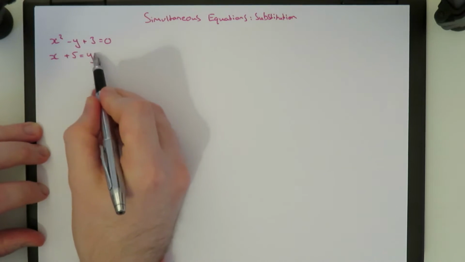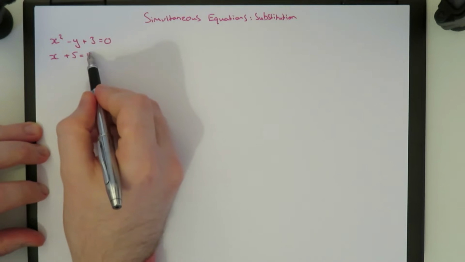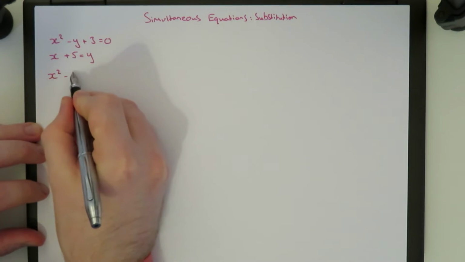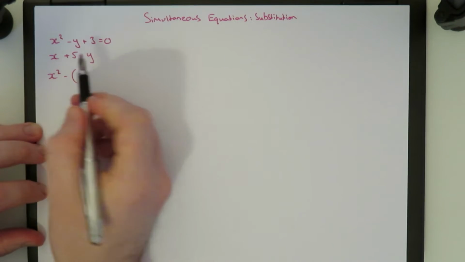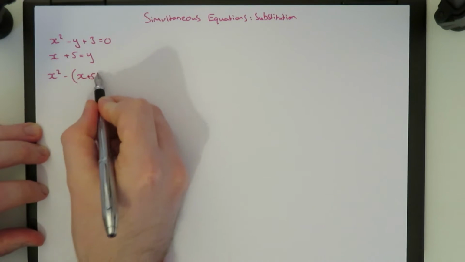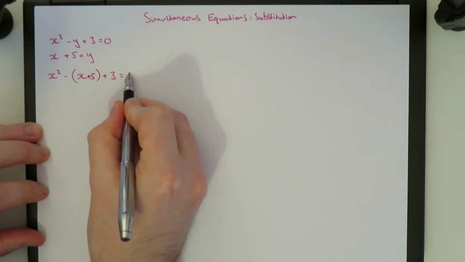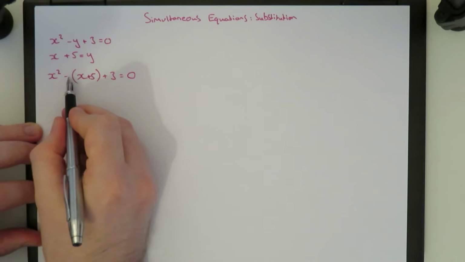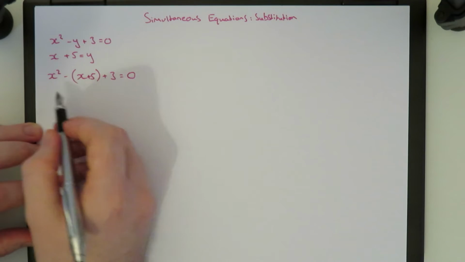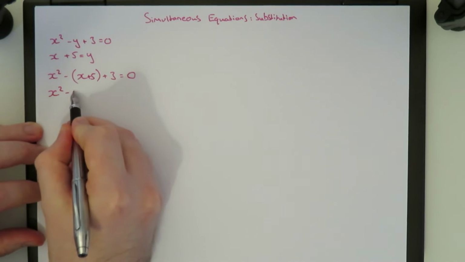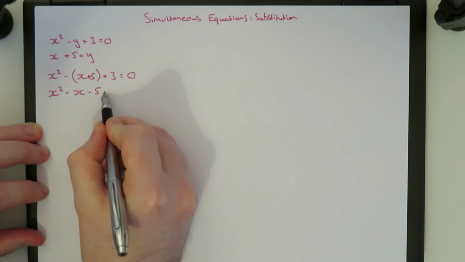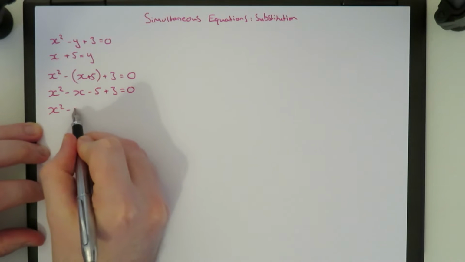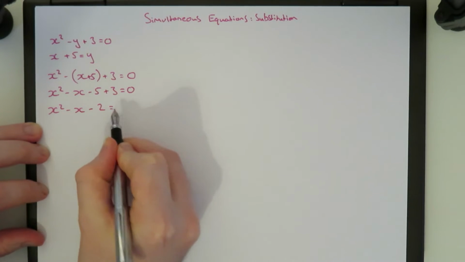Now here we have y equals x plus 5, so we can substitute this value in for this y here. And we'll have x squared minus this y, which is x plus 5, plus 3 equals 0. And then we collect the like terms, so we need to expand this bracket out so that we don't have the bracket anymore. x squared minus x minus 5 plus 3 equals 0. Collect these two like terms here, so that will be minus 2.